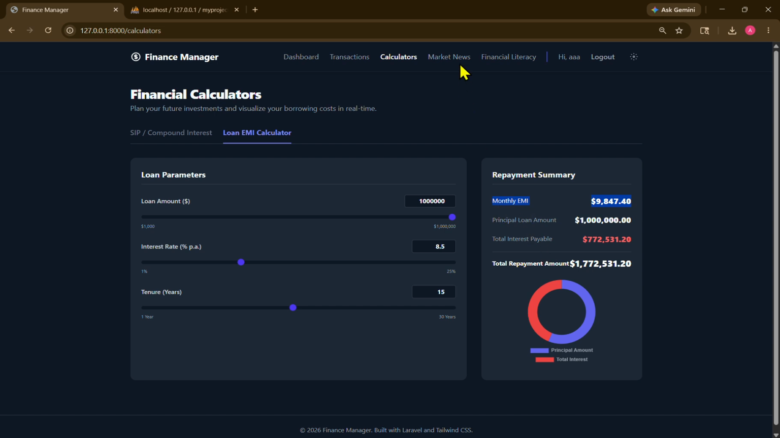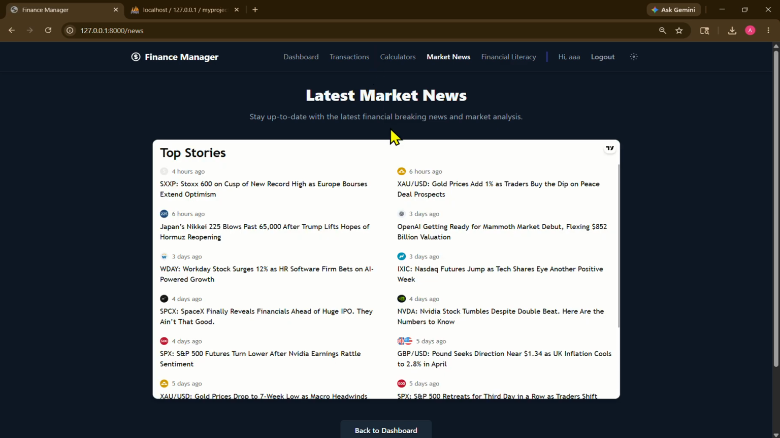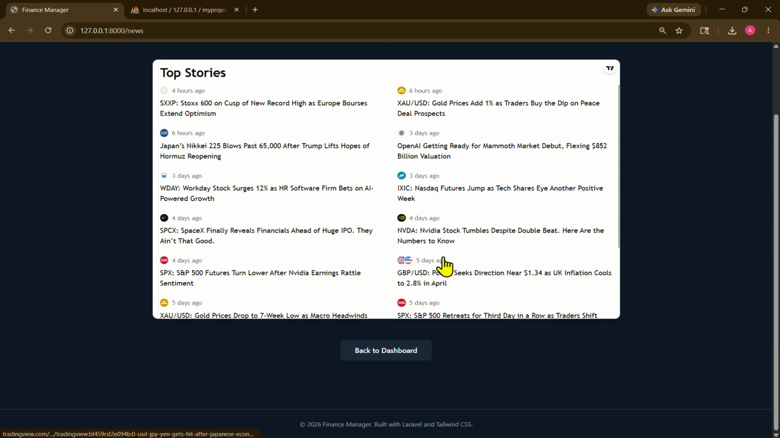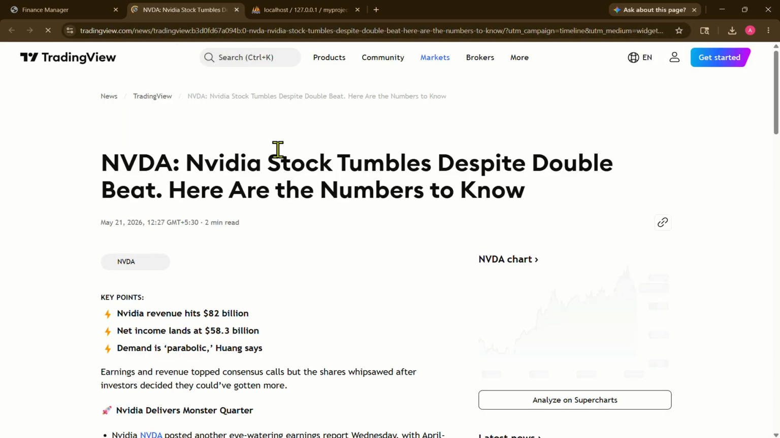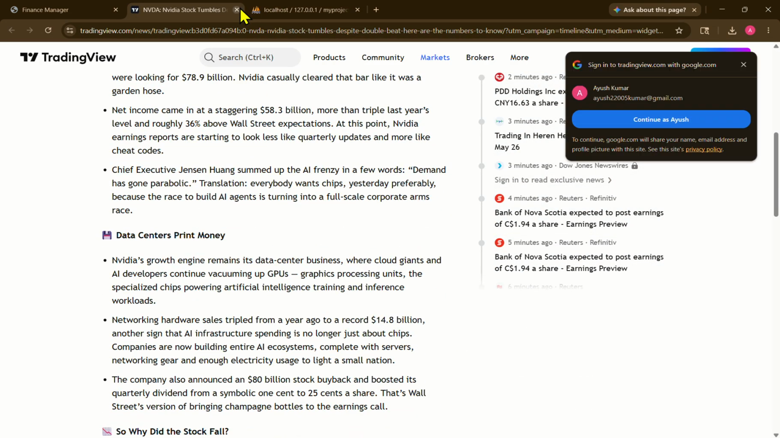Let us go to market news. The page is not loading, just wait for some time. Now it is loaded. Basically, it has all the market news and all the trends going on in the finance market, and one can easily see the prices of different stocks at a particular time. Like now, Nvidia stock tumbles despite double beat. One can easily keep track of all this news.